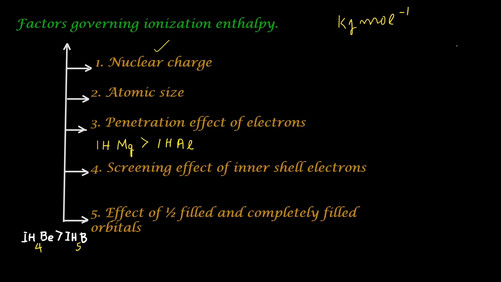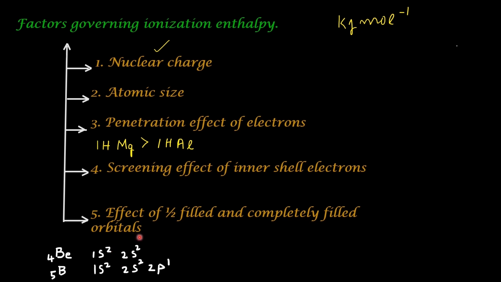The reason for this anomaly lies in their electronic configuration. For beryllium, the outermost shell 2s is fully filled, 2s2. A fully filled outermost electronic configuration gives it more stability. For boron, the outermost shell is 2p. There is only one electron there. It is neither half filled nor completely filled. So its stability is less. Moreover, the electron has to be removed from the s orbital in the case of beryllium and from the p orbital in the case of boron. So beryllium has more ionization enthalpy than boron.